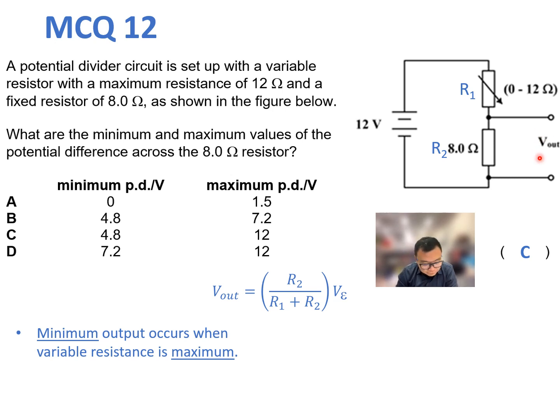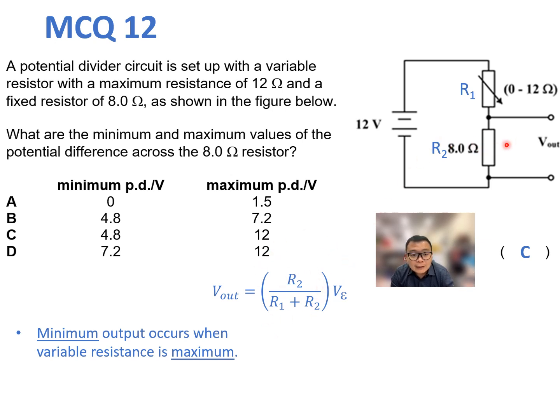When we look at this voltage output over here, this voltage output is linked to the voltage across the 8 ohm resistor. The meaning of a potential divider equation simply means that when the component has a very high resistance over here, it will grab a bigger share of the 12 volts. And that's the meaning of a PD equation. It is indicated by the fraction over here also mathematically.